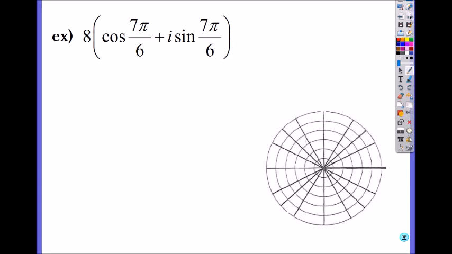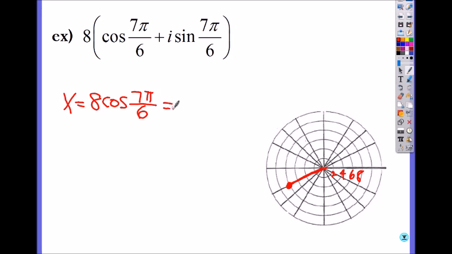What is x? 8 times cosine of 7 pi over 6. Let's graph it. It's a radius of 8. Let's say this is 2, 4, 6, 8. And where's 7 pi over 6? Here, right? Yeah, 210. One more 30 than 180. 7 pi over 6. So it will be both negative, okay? Make sure you check the signs at the end.